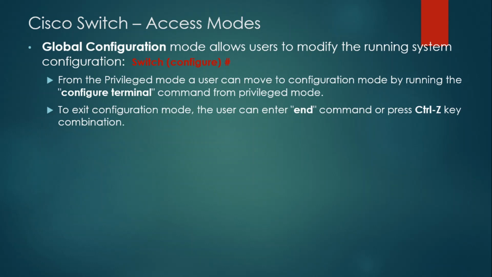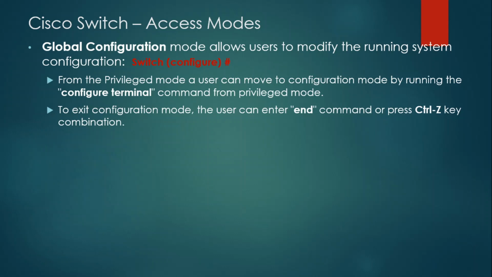As you can see from the illustration, from user mode with the enable command we go to enable mode. With the configure terminal command we go to configuration mode, and to go back we use end or Control-Z. From enable mode, you use disable to go back to user mode. We also have, in global configuration, some different submodes.